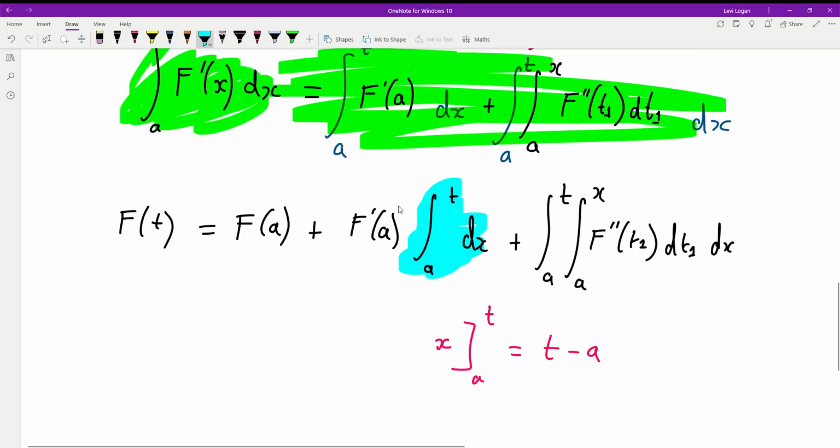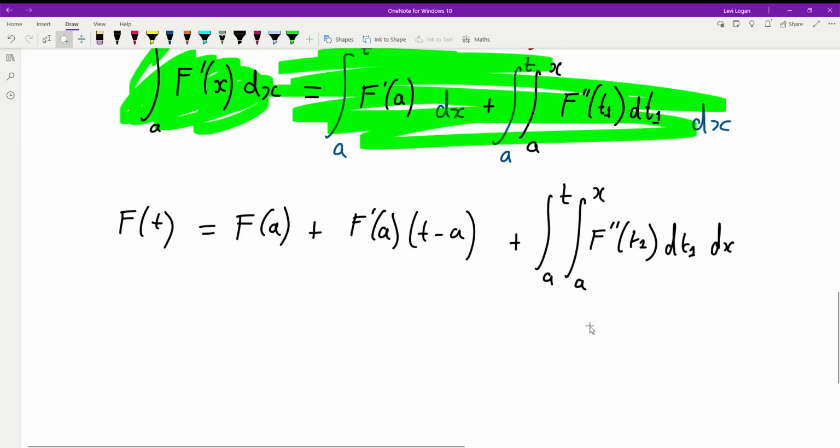So this blue bit here turns into just t minus a. So you can replace that there. Okay, so you get multiplied by t minus a. Okay, now we want to try and evaluate this double integral at the back pretty much.